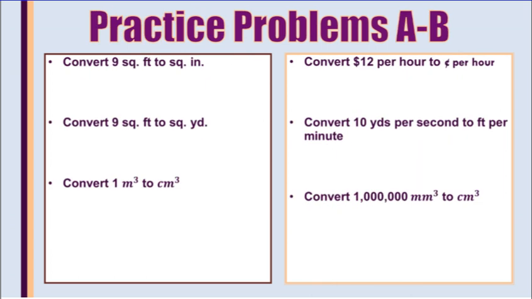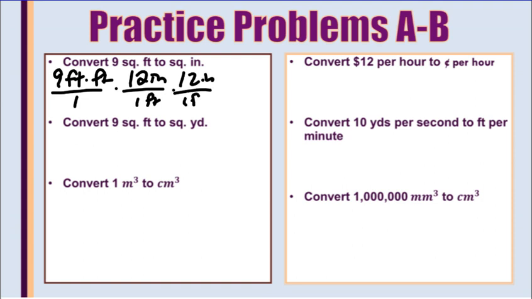Now some more practice. Here we've got 9 square feet. I need to convert that to square inches, so I know that we have 12 inches in 1 foot, so 12 inches in 1 foot. Feet labels cancel off. I'm left with 12 times 12, which is 144, times 9 gives us 1,296 square inches.